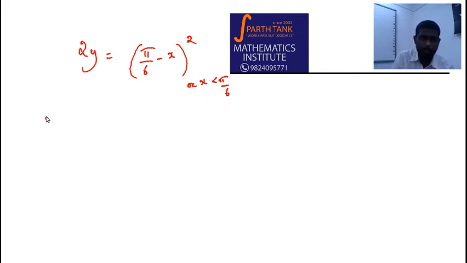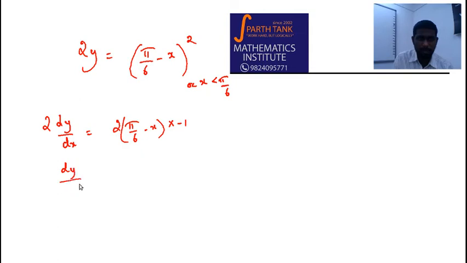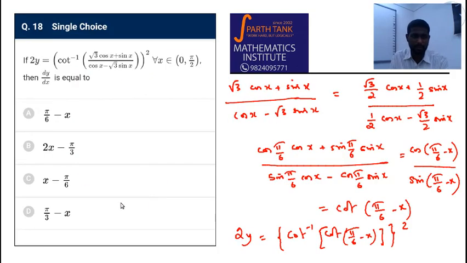Now differentiate this. 2 dy by dx is going to be 2 times pi by 6 minus x into minus 1. So 2 can be cancelled, and dy by dx is therefore, the minus 1 comes from differentiating this, right? So the answer is x minus pi by 6, or minus of pi by 6 minus x, which is option C.